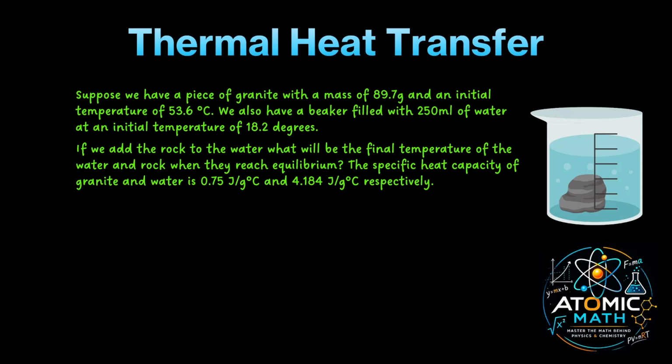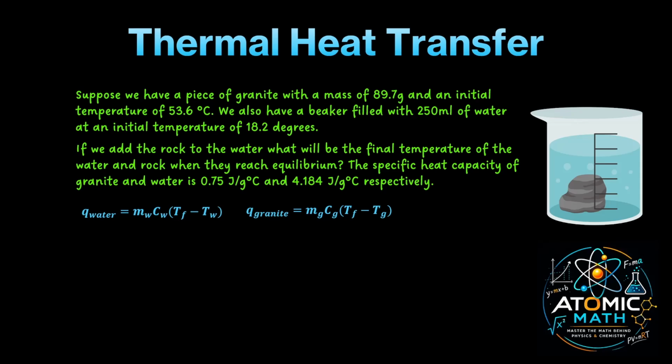The one thing that we're going to assume here is that this is a completely closed system. We're not going to lose any of our heat to the surroundings. We're only looking at the transfer between the rock and the water. We can say that the heat for the water is going to be the mass of the water, the specific heat of the water, and the change in temperature. And then we can say that for the granite, it's the mass of the granite, the specific heat of the granite, and the change in temperature of the granite.